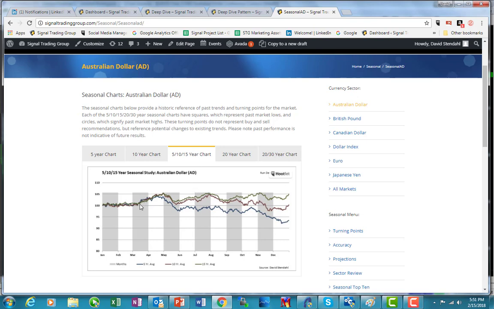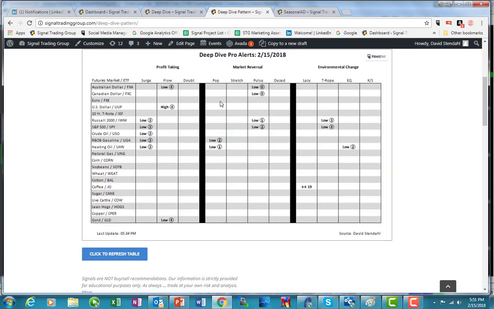But when you do get that flow low, if I can find it here, and you see that thing popping up, then that's a really good opportunity to unwind a part of the position and take advantage of that kind of a swing.